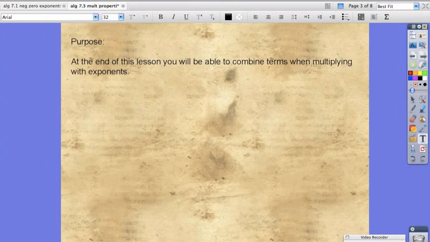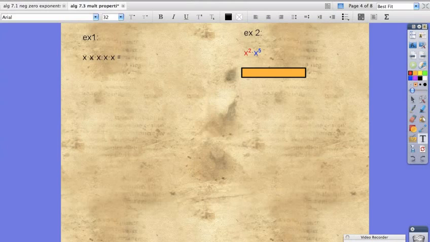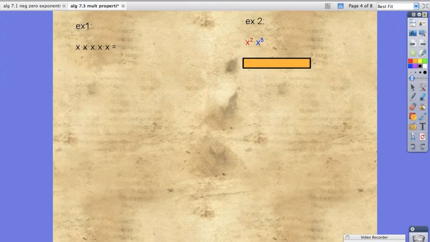Now, at the end of this lesson, you should be able to combine terms when multiplying exponents. So let's try two quick example problems. In example 1, all we want you to do is simplify it by really just telling us how many x's we have. So if you can count, you can do this problem.